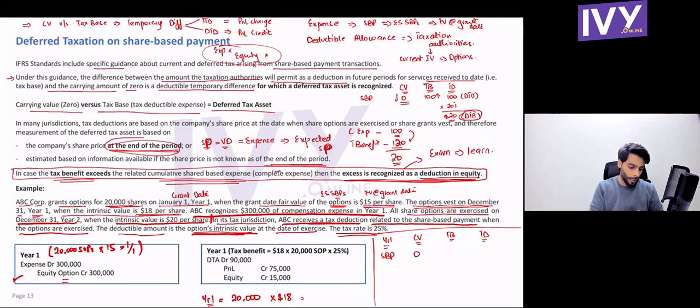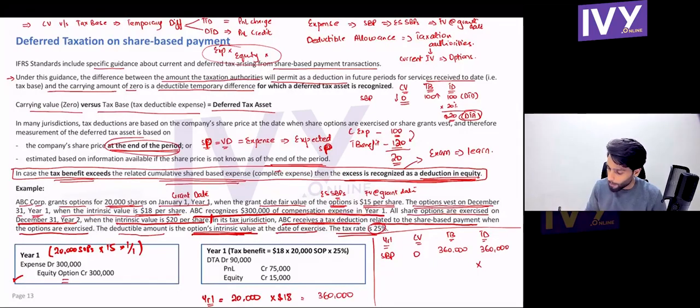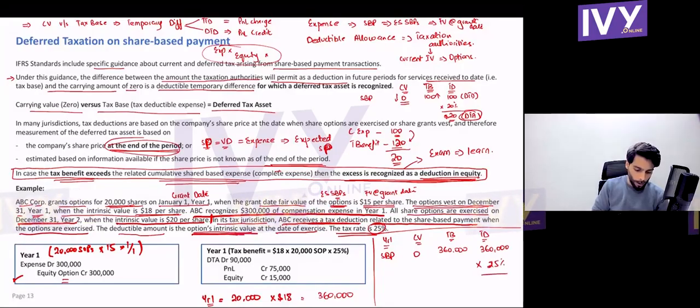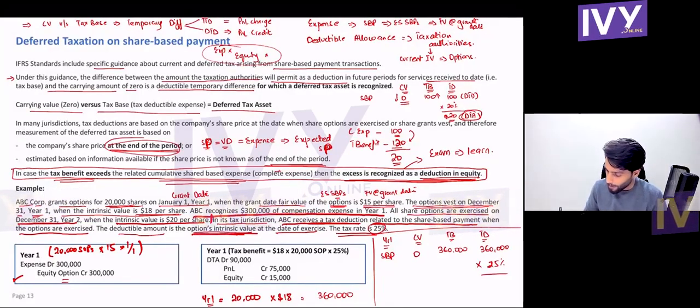So 20,000 into 18 is 360,000. So the tax base, the amount of tax benefit that I will have, is basically 360,000. So 0 against 360,000 is a temporary difference of 360,000. And if you take the taxation impact of it, just multiply it by the tax rate, 25%. 360,000 into 25%, my friends, is 90,000. Okay.